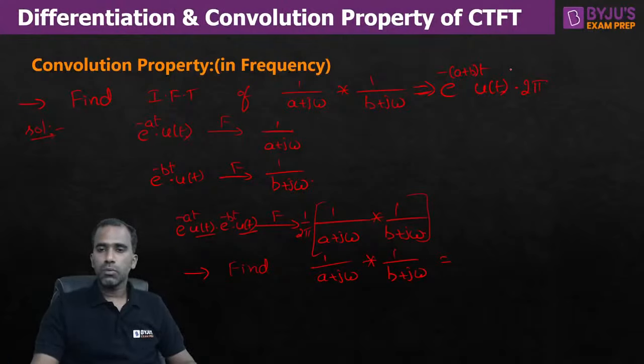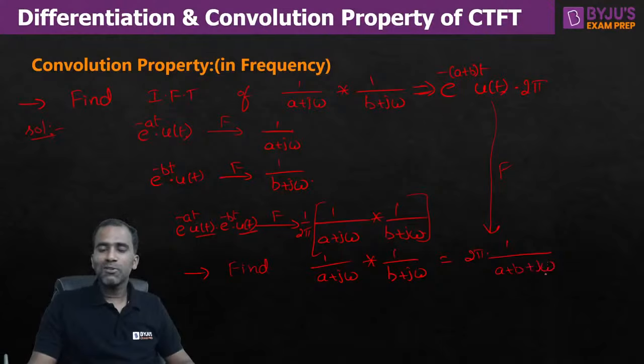Correct? So how about you find the Fourier transform for this one? Fourier transform of this is same as this. Correct? But when you try to find the Fourier transform of this one directly, you'll get a different result, which might be same as this. So if you find the Fourier transform of this one, you get that result. And what is that result? It's 2 pi times, 2 pi is a constant, I'm putting it outside, e power minus at into u of t. Fourier transform is 1 by a plus j omega. Instead of a, we are having a plus b, so it will be a plus b here. So it will be 1 by a plus b plus j omega.